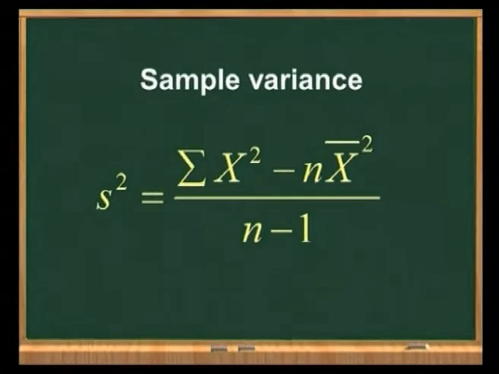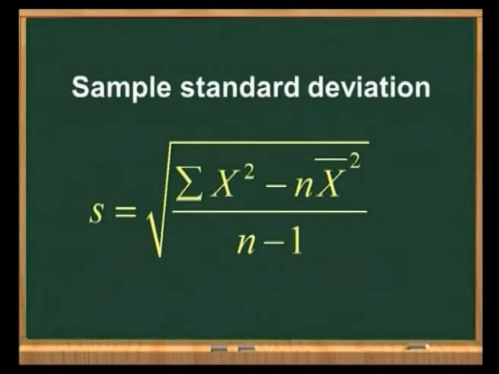Sample variance S squared is equal to sigma uppercase x squared minus lowercase n times x bar squared, divided by lowercase n minus 1. Sample standard deviation is calculated by S is equal to the square root of sigma x squared minus lowercase n x bar squared, divided by n minus 1.